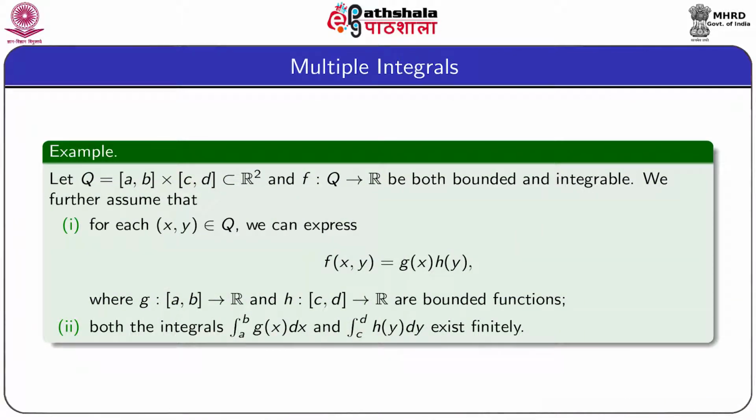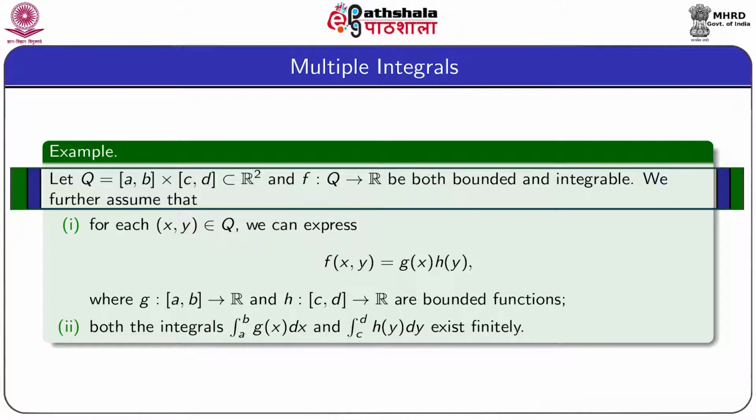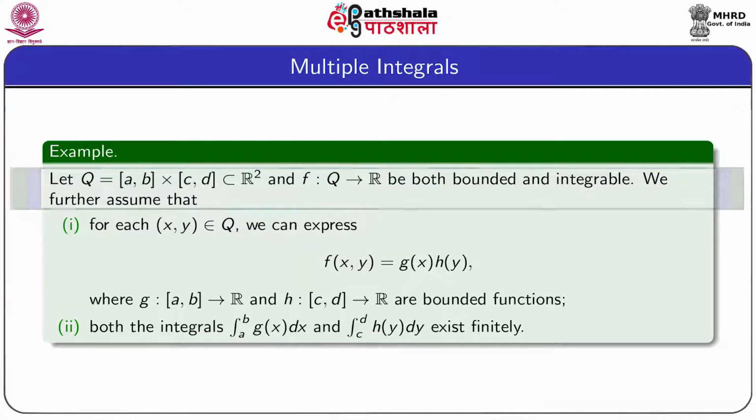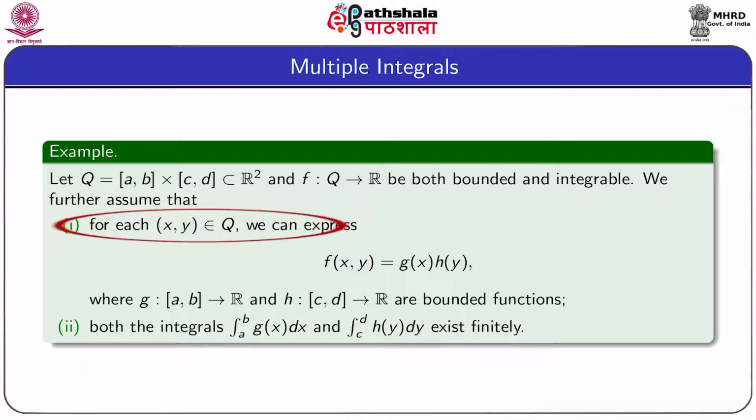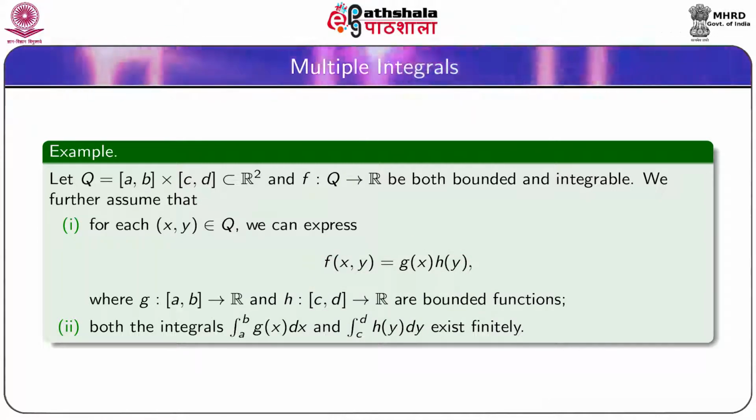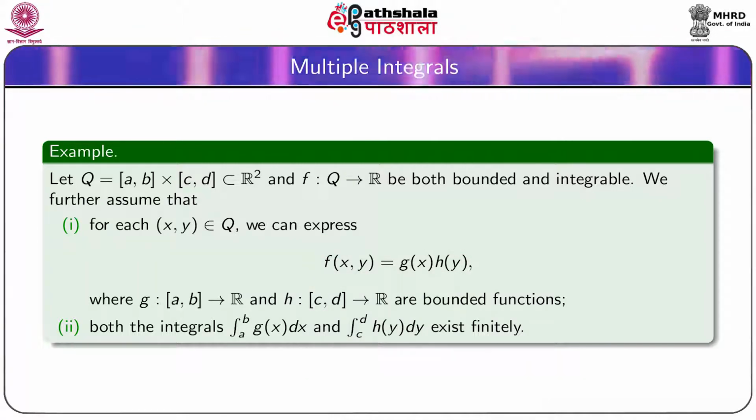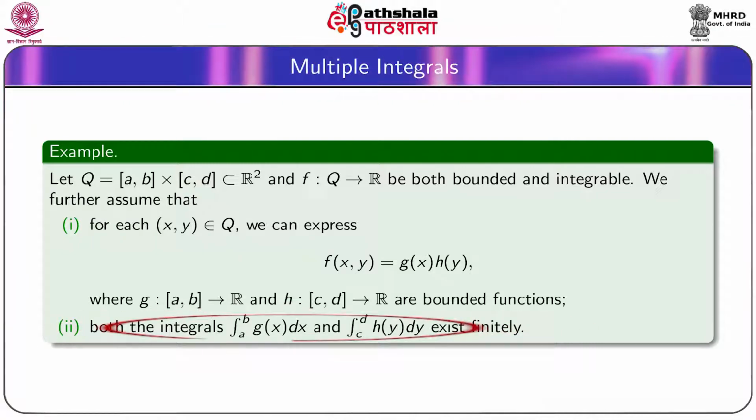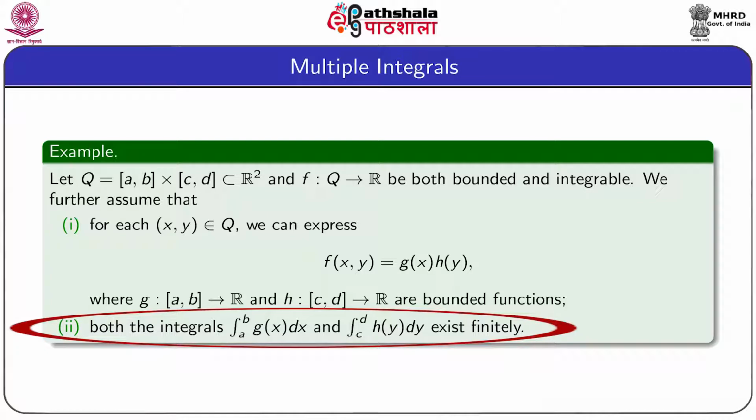Next example, let Q be the Cartesian product of two bounded closed intervals [a,b] and [c,d], and f from Q to R be both bounded and integrable. We further assume that for each (x,y) in Q, we can express f(x,y) equal to g(x) into h(y), where g from [a,b] to R and h from [c,d] to R are bounded functions. Our second assumption is that both the integrals integral a to b g(x) dx and integral c to d h(y) dy exist finitely.